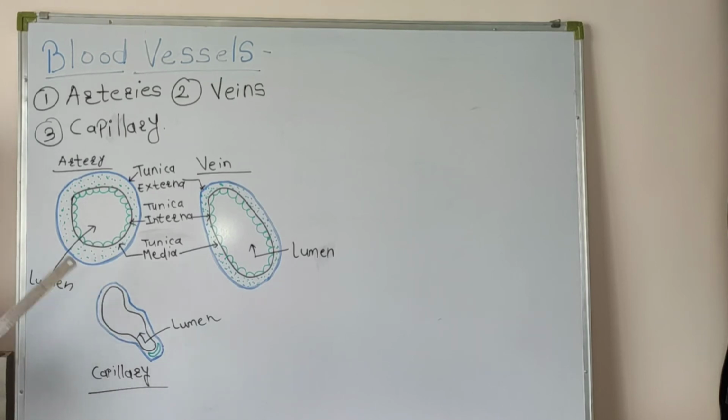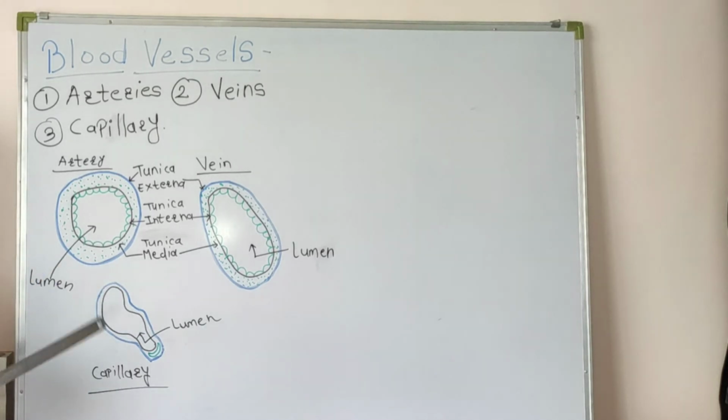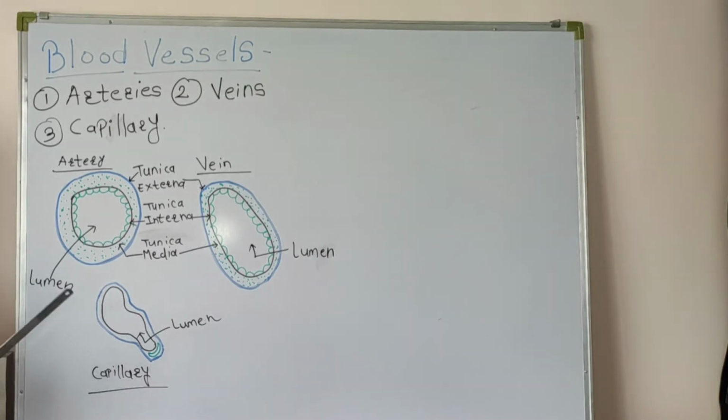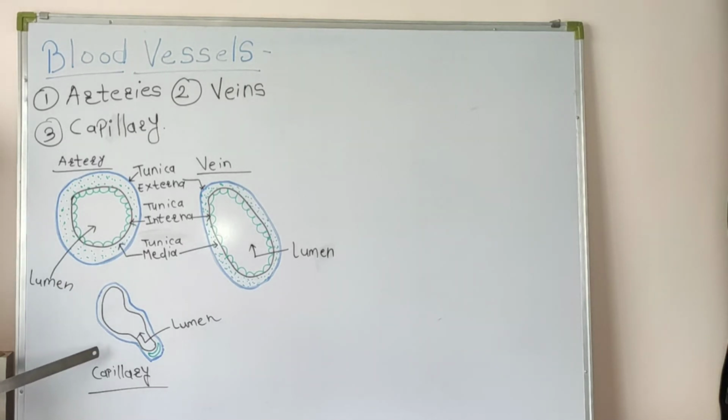So the capillary is basically a network of blood vessels. That means small blood vessels come together and form a capillary, and it is thin walled and has only one single flat layer, which is made up of squamous epithelium tissue. It also has a basement membrane, that is the outer membrane.